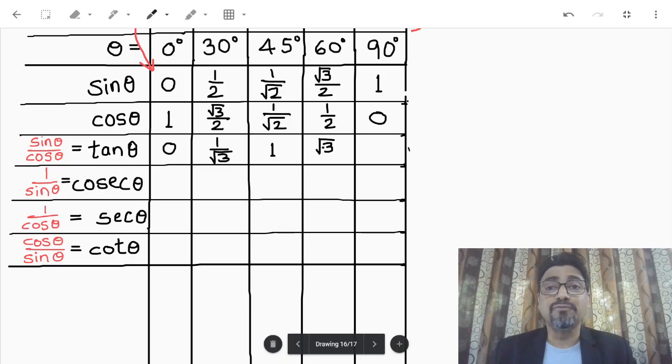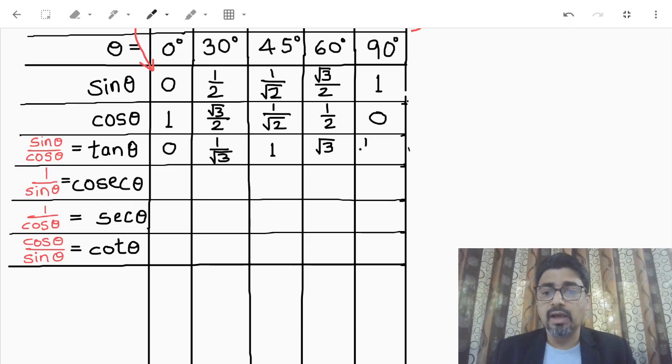Alright. Now please focus on the next question. The next angle is 90 degree. Tan for 90 will be sine 90 upon cos 90. That will be equal to 1 upon 0, which is, in mathematics, division by 0 is not defined. So we can write ND or not defined. Why is it not defined?